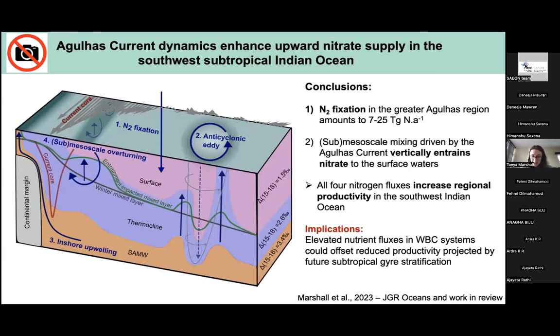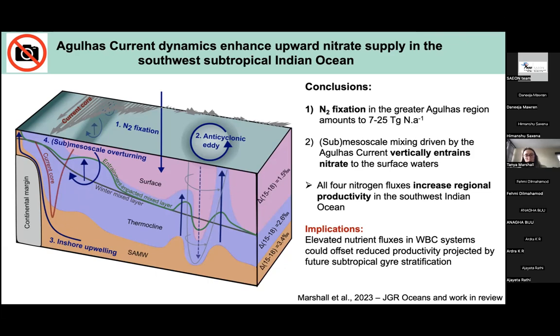So this is a schematic that uses delta 15-18 to highlight the 4 nutrient fluxes I spoke about today: N2 fixation and the 3 vertical nutrient fluxes. And I guess just to conclude, I spoke about the N2 fixation rate that we derived for the greater Agulhas region. And we now know that the dynamics of the Agulhas Current enhance vertical nutrient entrainment in the surface waters, and all 4 of these nutrient flux mechanisms increase regional productivity.